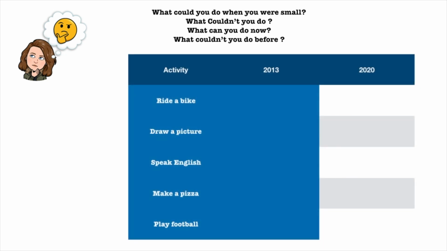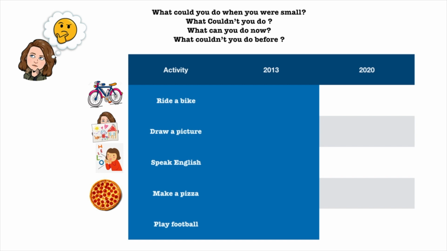Okay, now I have a special activity for you. We have 2 different years. We have got 2013 and 2020. This is the past and this is now. So, ride a bike. Draw a picture. Speak English. Make a pizza. And play football. Okay? I want you to talk about what you could, couldn't, can, and can't do.